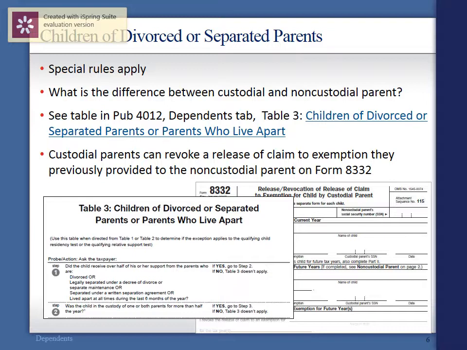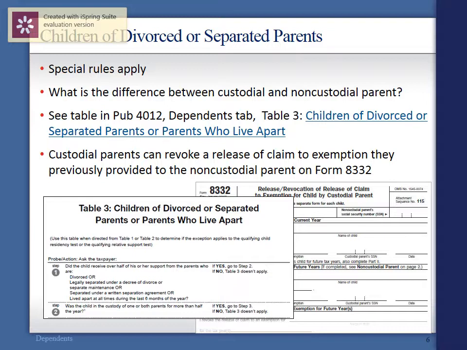Now, if the custodial parent wants to release that particular dependency claim, they may do so by using Form 8332. They would complete this form, and on this form you could state, is this a one-time thing? I'm going to release it for 1 year. Maybe you're going to do it every other year, or maybe you're going to do it permanently. This form would then be given to the other parent, the non-custodial parent, and they would use it also in their tax return to show proof that they are entitled to claim the child in any given year.